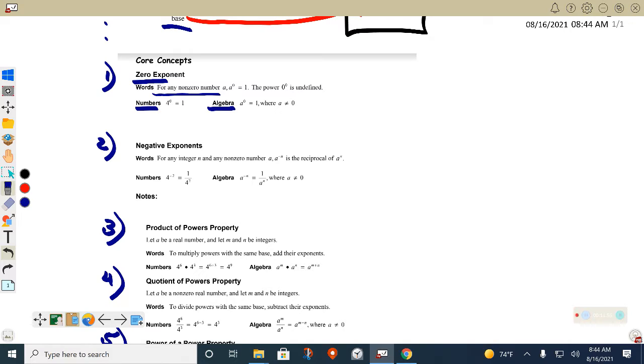For any non-zero number a, which can mean any number, a to the 0 power is 1. Okay? So non-zero numbers are just numbers that are not 0. And if it's raised to the 0 power, it's going to be 1, except 0.